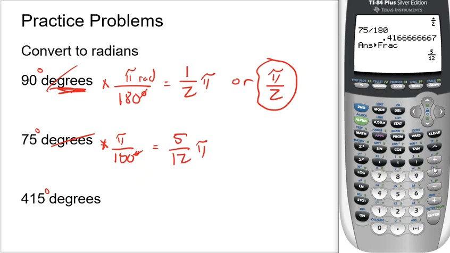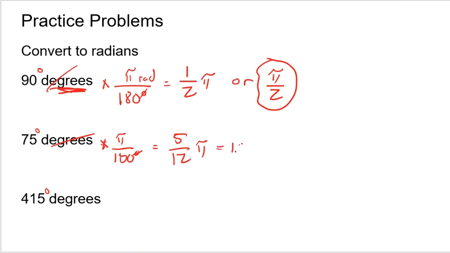Let me just show you real quick what happens. If I take that 5/12 and times it by pi, again, I get an approximation. So 5/12 pi is approximately 1.31. But again, I don't like approximations. I like exact answers, so I'd much rather the 5 pi over 12. But again, 5 pi over 12, 75 degrees would be 1.31 radians. So if you want to put 1.31 radians, if you're allowed, that's fine.